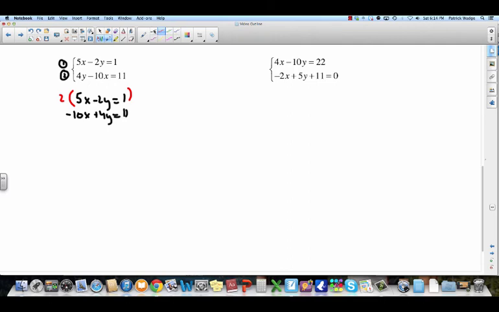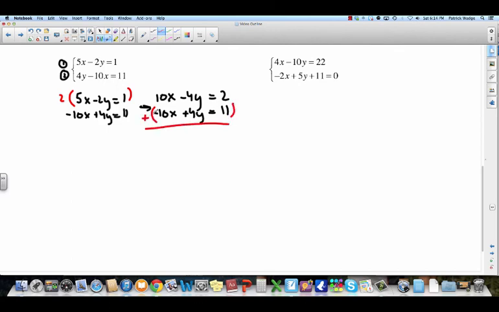If we multiply that by 2, you get 2 times 5x is 10x, 2 times negative 2y is negative 4y, and 2 times 1 is 2. On the bottom we have negative 10x plus 4y equals 11. Okay, what are we going to do? We're going to add or subtract. We have the x's exactly the same. Oh, they're opposites actually, so we're going to add them.